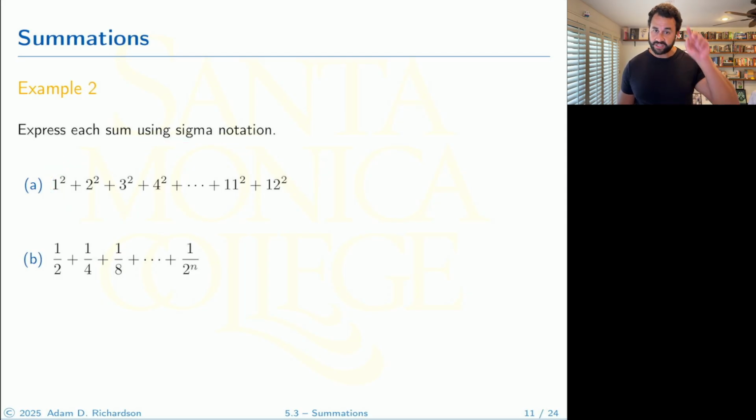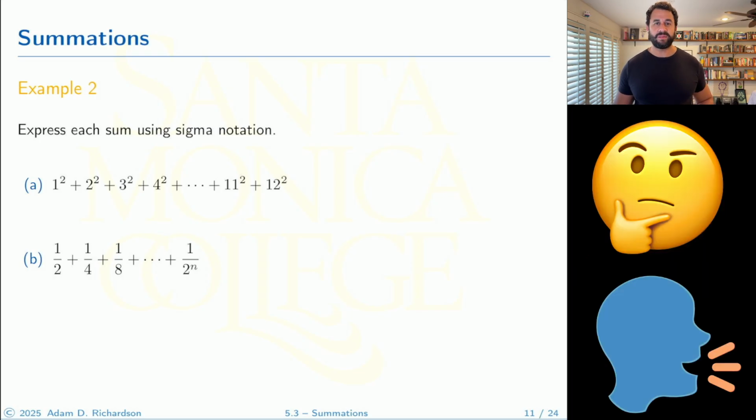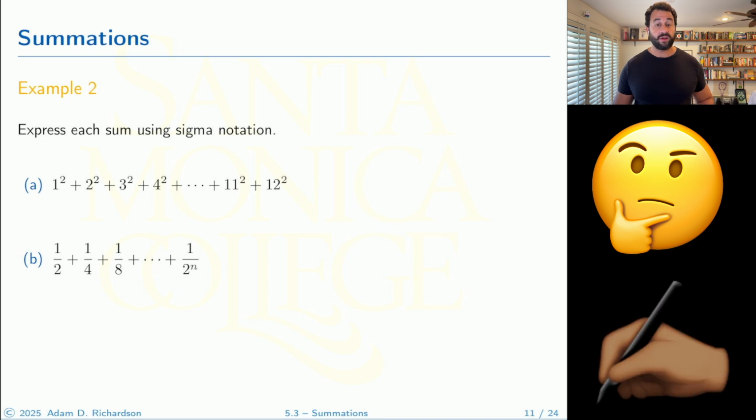So here I want you to express each of these sums using sigma notation. What I've done here is I've actually given you a written out summation, and I want you to represent this summation using sigma notation. All right? Think about it for a minute. All right, now try to say something out loud, maybe a pattern that you notice about the terms of the sequences that could be used in these sums. All right. And now try to write it out. Get comfortable writing that sigma notation.